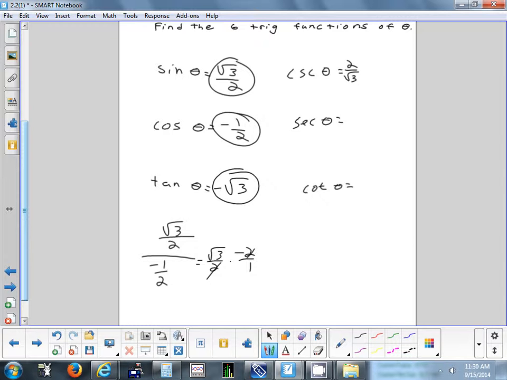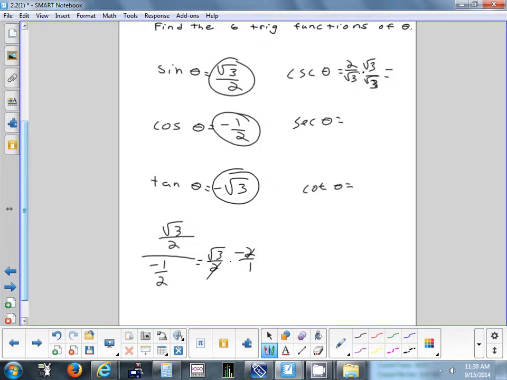Iris, can you help out? Yeah, we can't leave the square root in the denominator. Okay, so what did we multiply top and bottom by to fix that? You multiply it by the denominator. Yep, which is square root of 3 over square root of 3. Right.